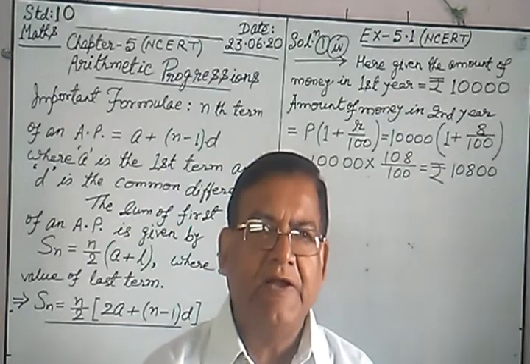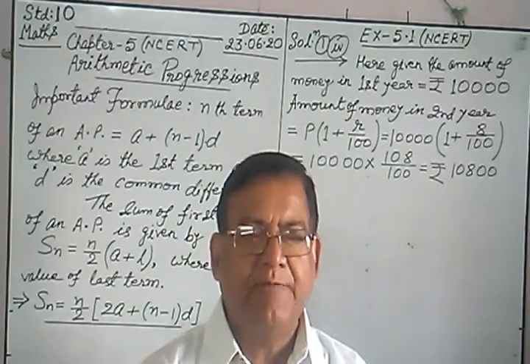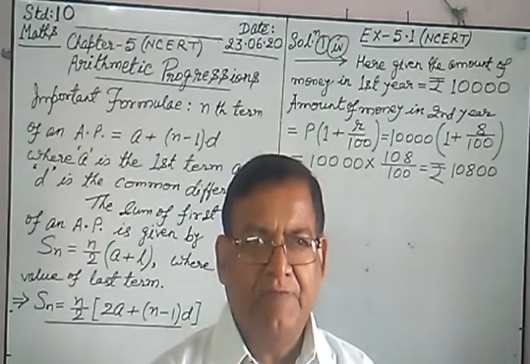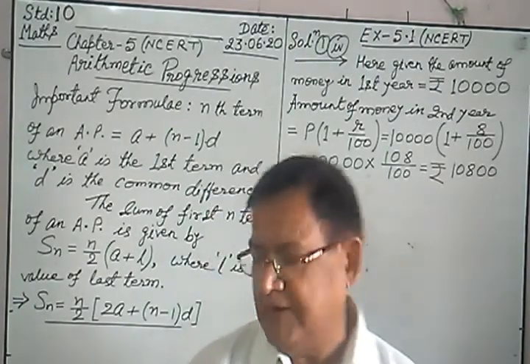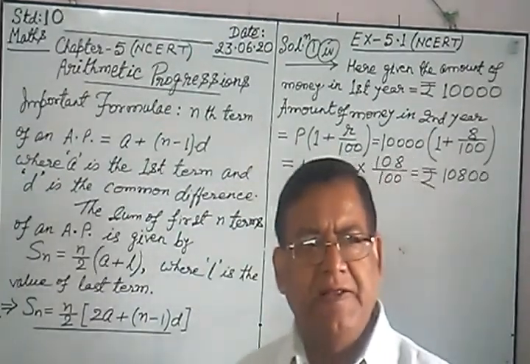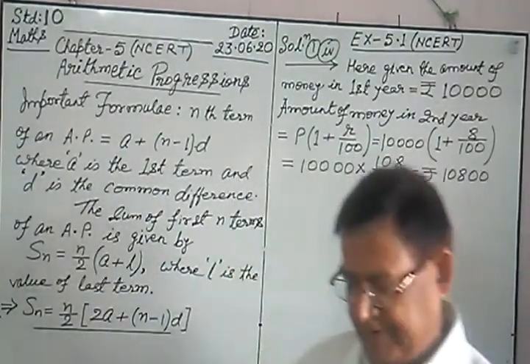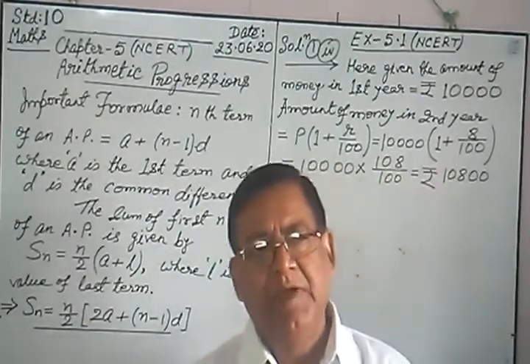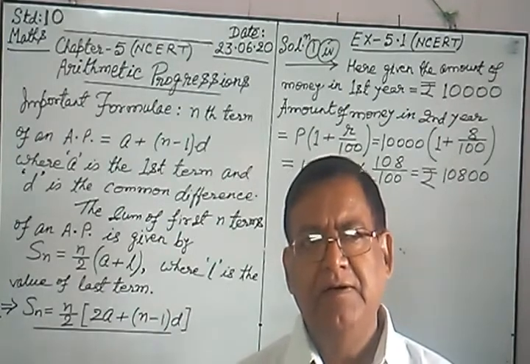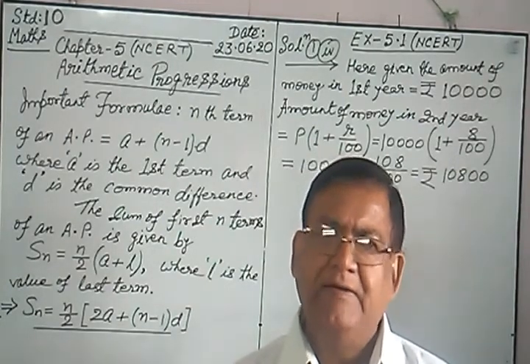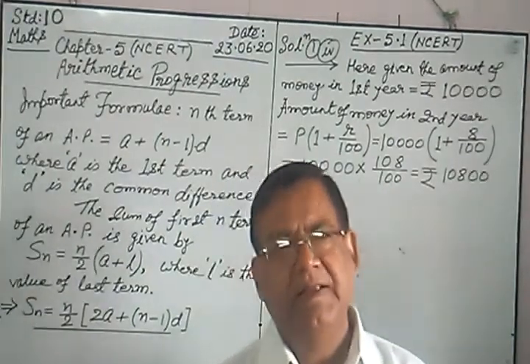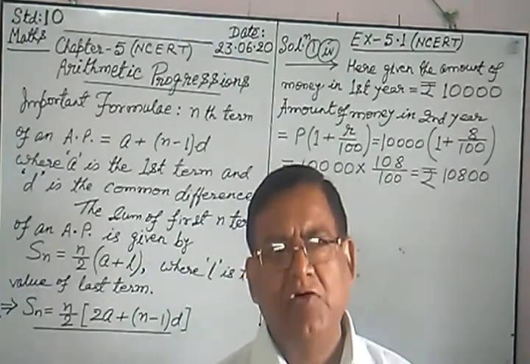In the continuation of doing the arithmetic progression, today we will know some important formulas. Let us see what those formulas are. Here is the formula for finding the nth term of an AP. It is represented by An, and An equals a plus (n minus 1) into d, where d is the common difference and a is the first term.